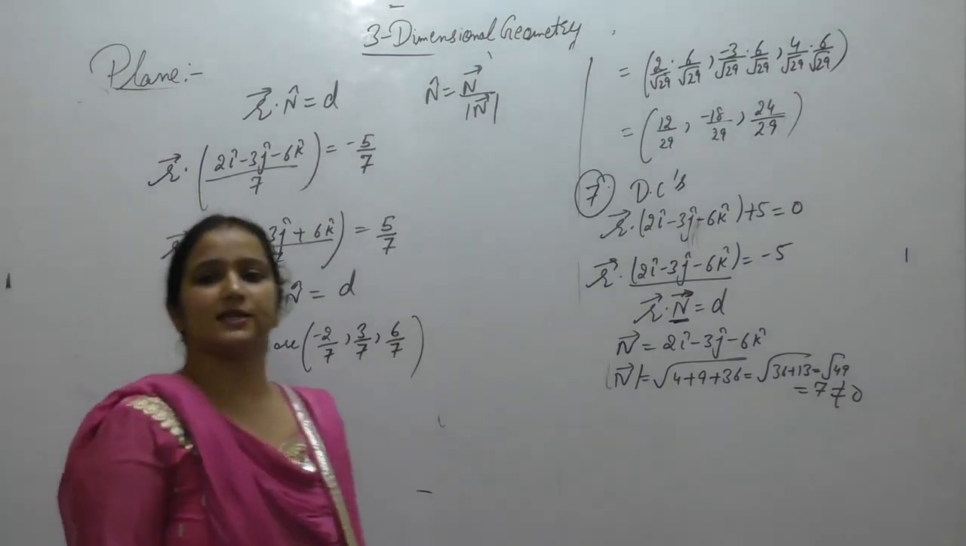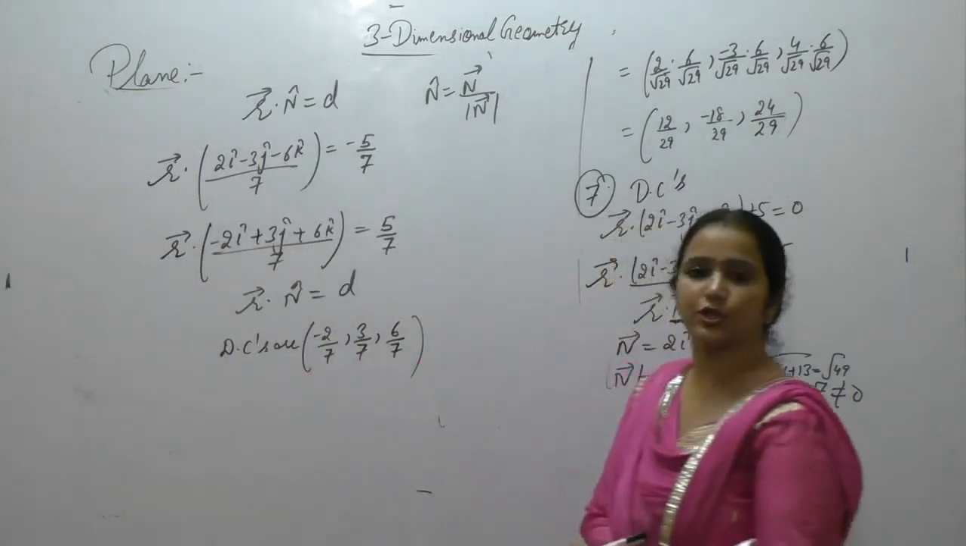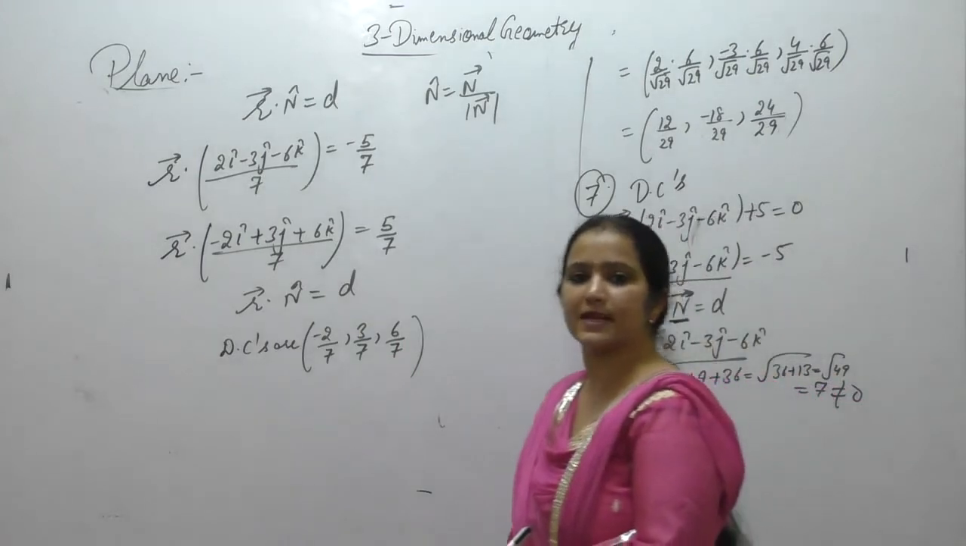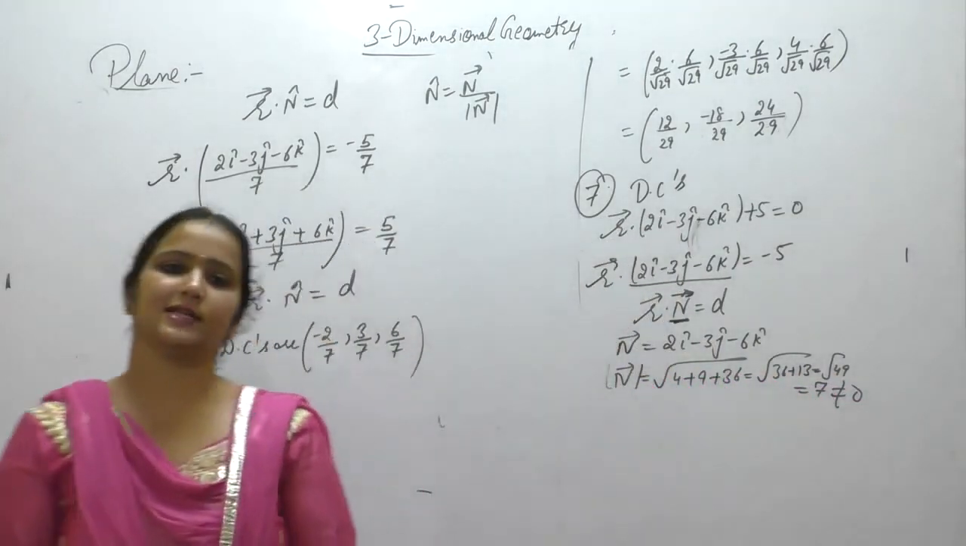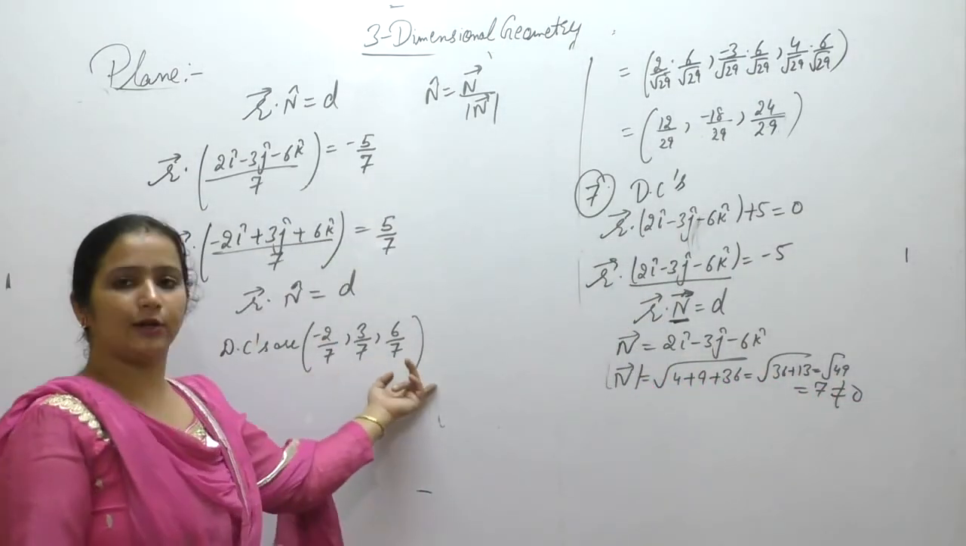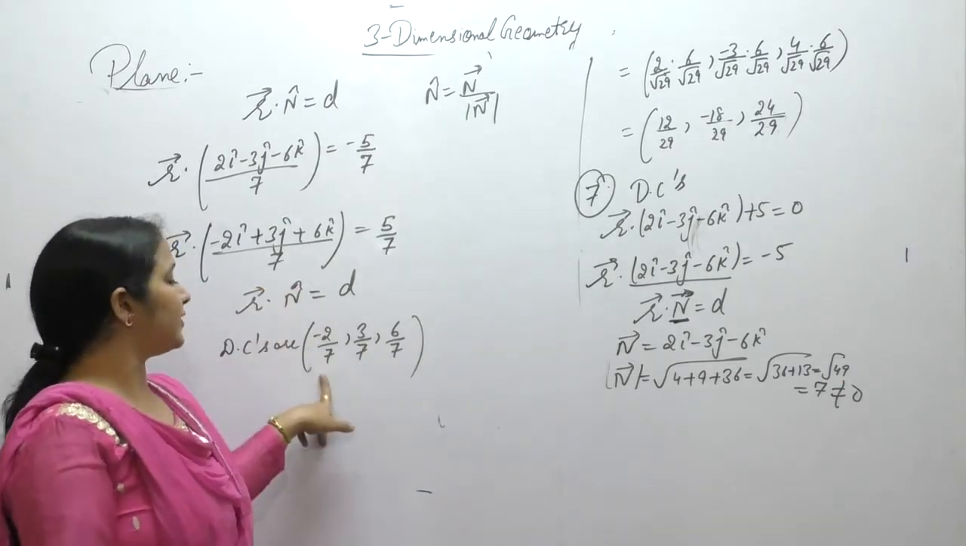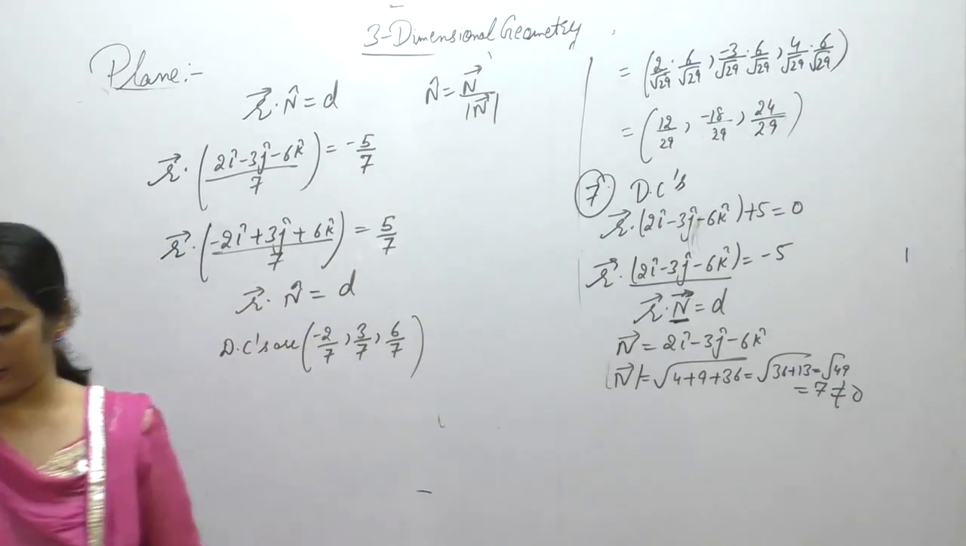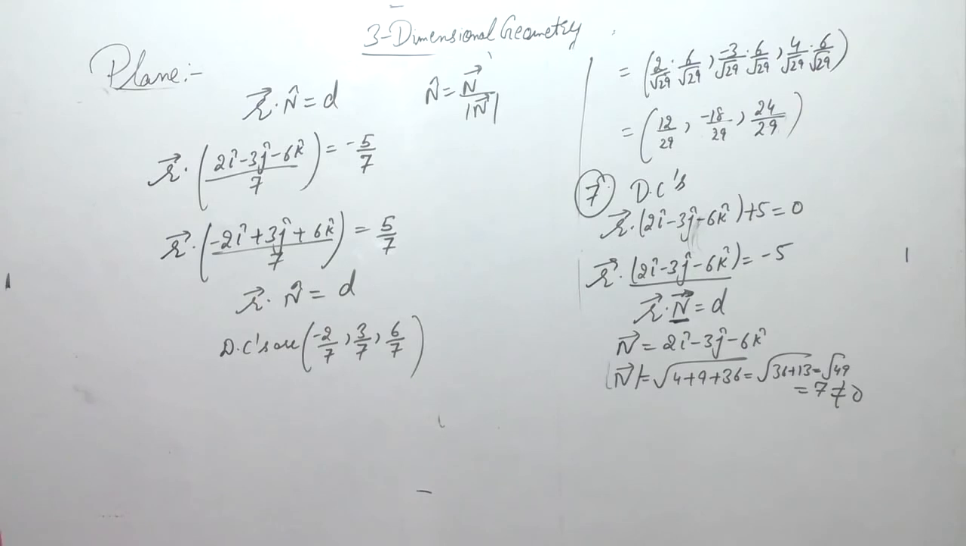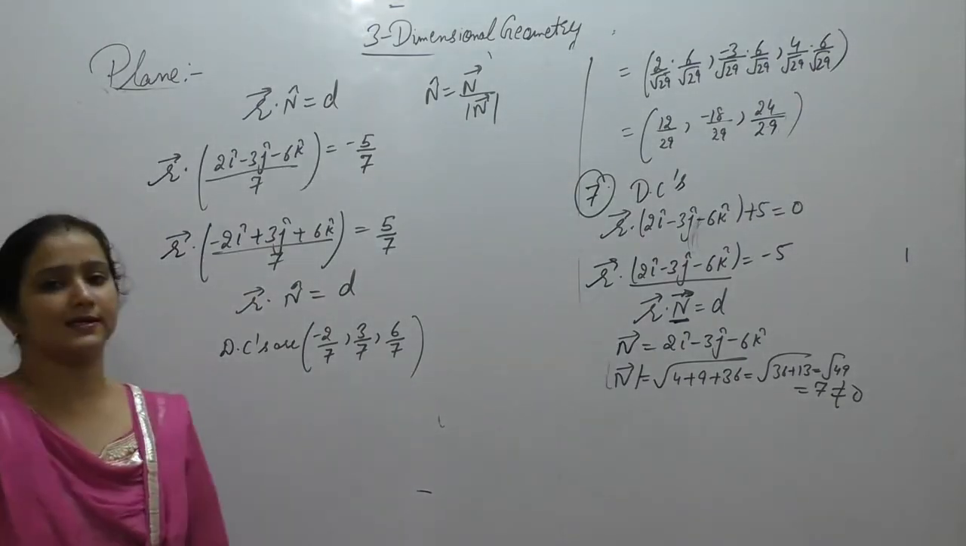If we change to Cartesian form, then the equation will be of the form Lx plus My plus Nz equals d, where L, M, N are direction cosines. So values of direction cosines are minus 2 by 7, 3 by 7 and 6 by 7.